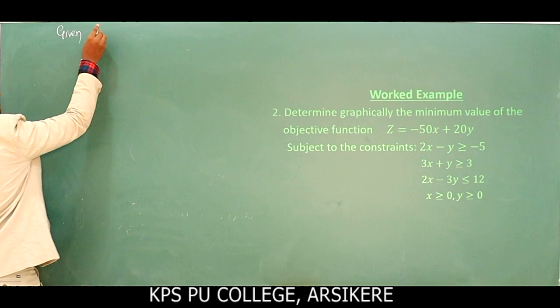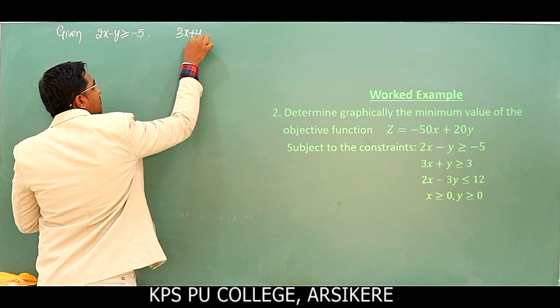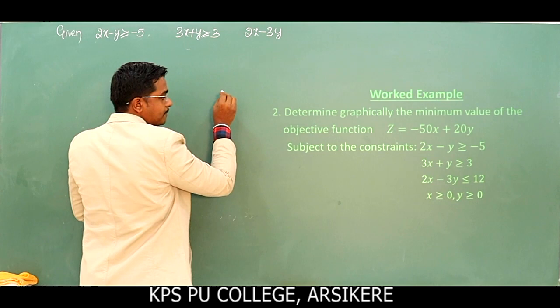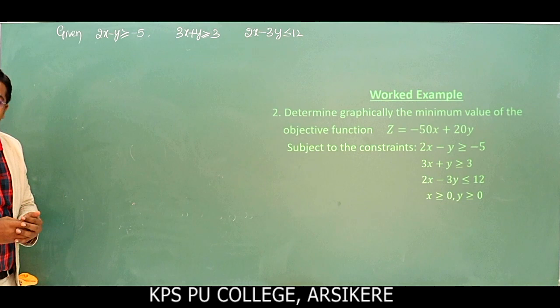First, we have 2x minus y greater than or equal to minus 5. Next, 3x plus y less than or equal to 3. Sorry, greater than or equal to 3. Third one, 2x minus 3y less than or equal to 12. Less than or equal to 12. So follow the same method, as we do for a linear inequality. We follow the same method. Blank space, please.